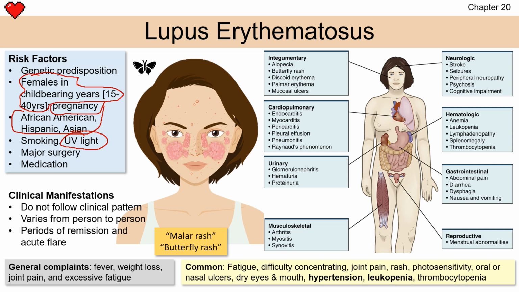So clinical manifestations, there is no pattern, which makes it kind of difficult to diagnose at first. Everybody's different. What they present with will be different. So a good history and physical is really important. But the general complaints that most patients will say is fever, weight loss, joint pain, and fatigue. Okay, which is very different from the others. This has fever, weight loss, excessive fatigue. Okay, so different from the others.